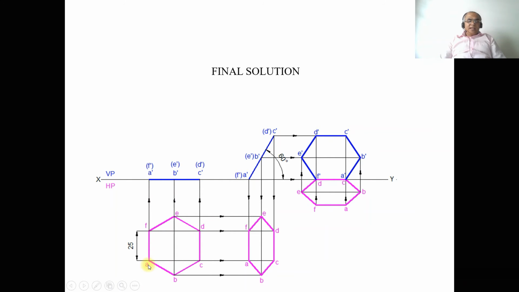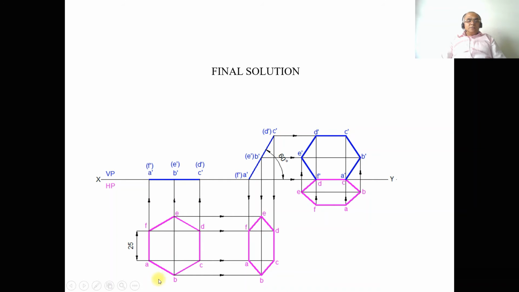You mark these points as A, B, C, D, E and F. Then join A to B, B to C, C to D, D to E, E to F and F to A with a dark line. Once you do that, draw a vertical projector from A and F to the XY line, and also from B dash, E dash to the XY line, and also from C and D to the XY line.